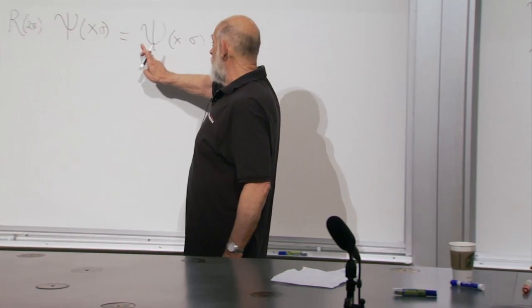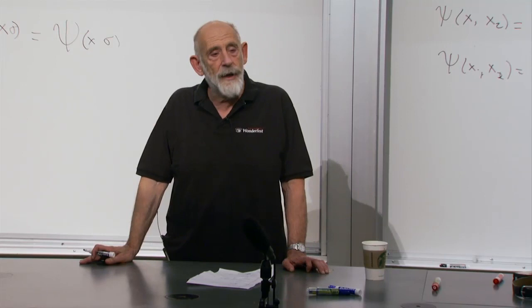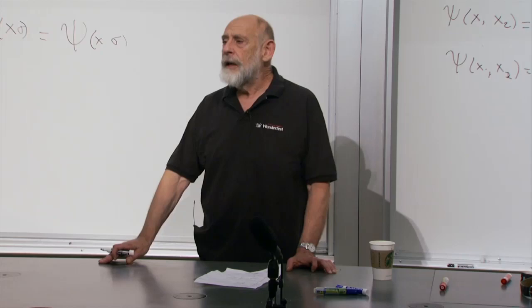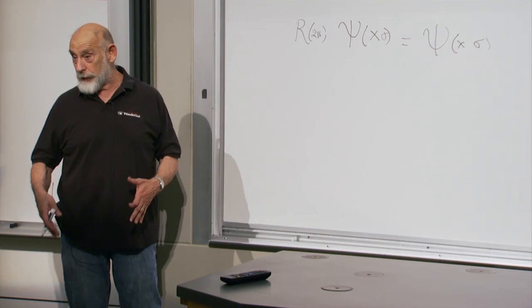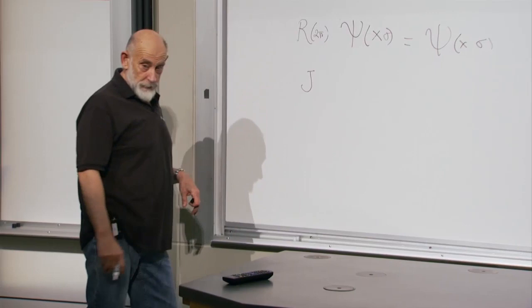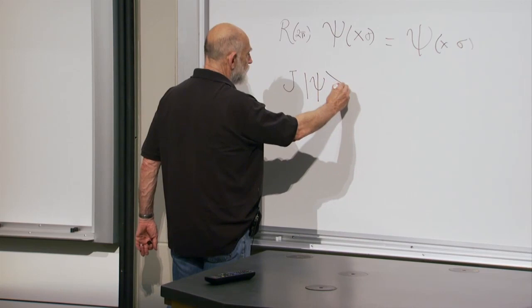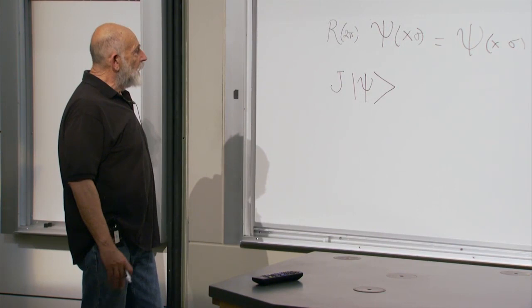Now, how does the phase that occurs there depend on the angular momentum of the state, the total angular momentum of the state? Remember what the angular momentum is. Let's write the total angular momentum now, that includes the spin and the orbital angular momentum. It's usually called J. J is the generator of rotations. That means when J acts on a state, it sort of differentiates it with respect to an angle.